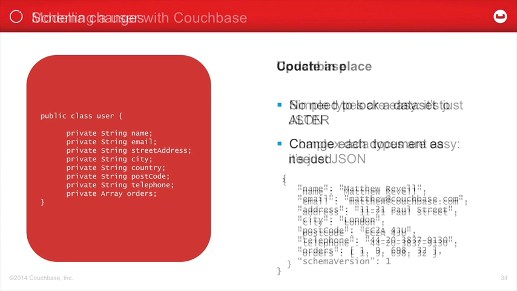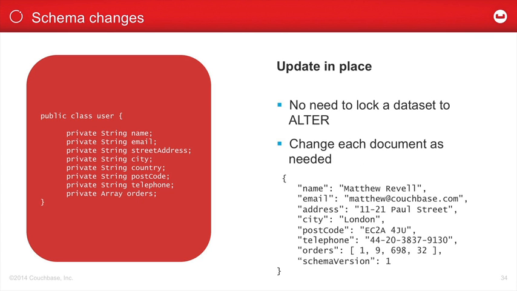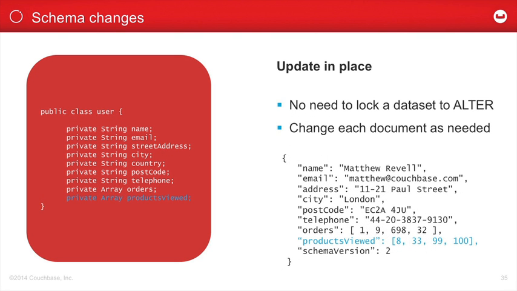So the thing is, though, talking about schema and schema changes, when we now want to add something to our schema, say we want to add the products that the person's viewed, then we add it to our user class, no problem. In a relational database, like I say, we'd have some pain in making that schema migration. Whereas in Couchbase, we just add it to the JSON document and we save it out, and that's fine.